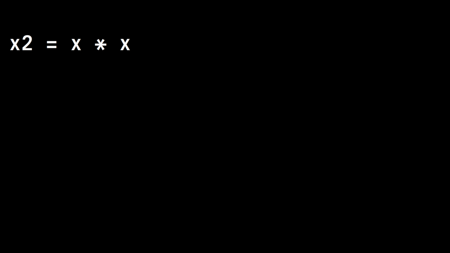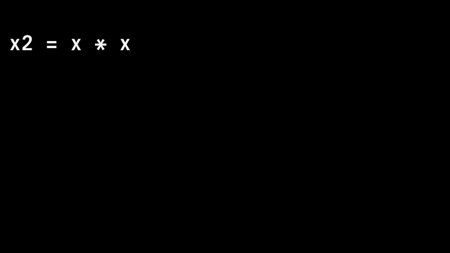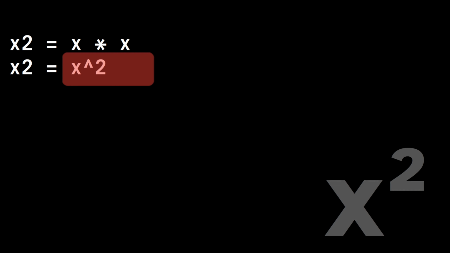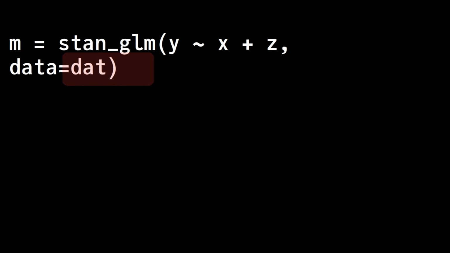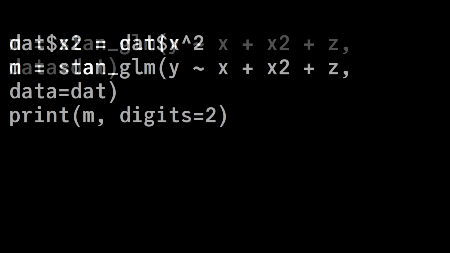If x is our continuous variable in the model, we can create a new variable with the nonlinear term by calculating the variable multiplied by itself. Or we can do the same with a power notation. In both cases, we'll add the quadratic term as an extra term in the regression model.